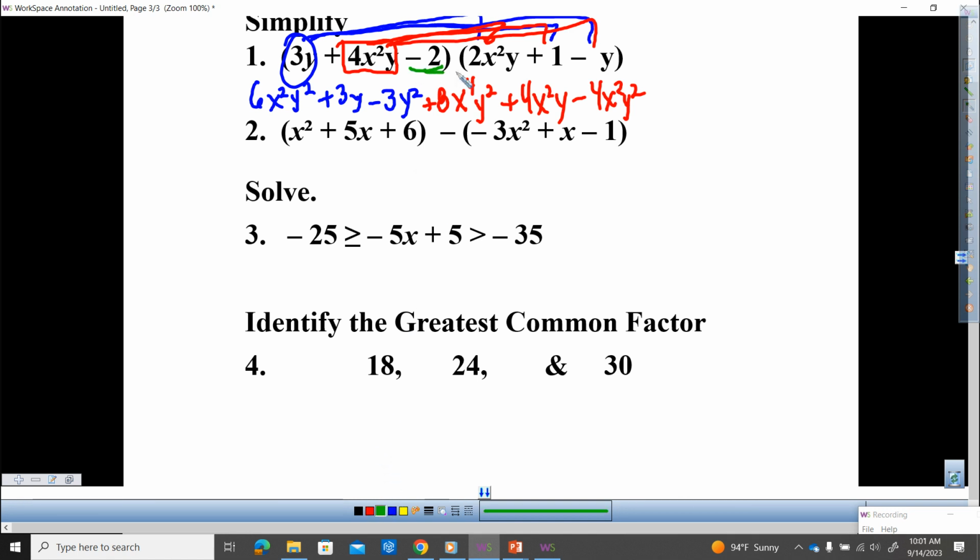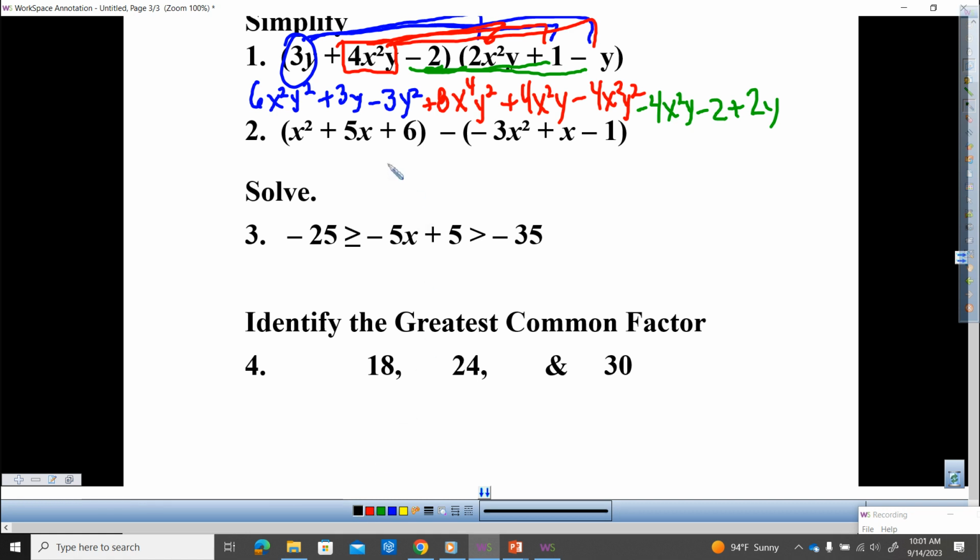Then we got negative 2 times 2. That's negative 4x squared y. Negative 2 times 1, that's negative 2. And negative 2 times negative y, that's positive 2y. Let's go.